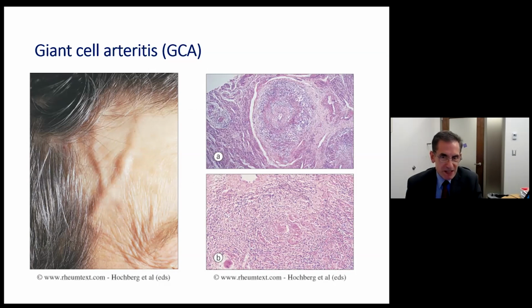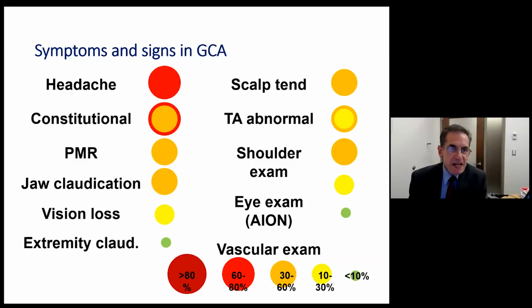Typically, patients will present with a variety of features that you're well aware of. Here's a patient with a tender, swollen temporal artery, which runs just in front of the hairline here, and an exuberant inflammatory infiltrate in the temporal artery itself, which should not normally be present. In terms of specifically with regard to symptoms and signs in giant cell arteritis, you can see here that headache is extremely common, greater than 80% of patients.